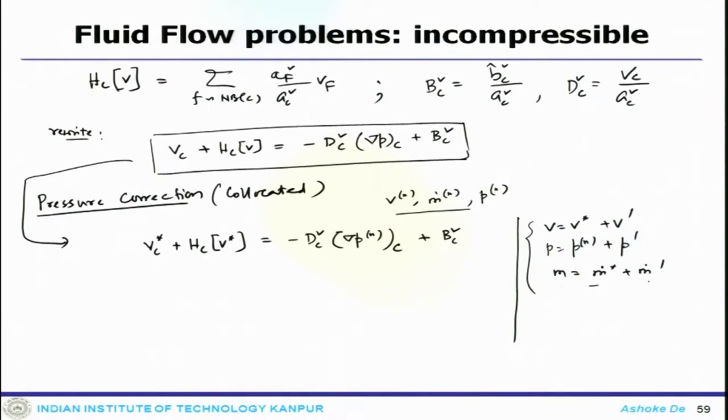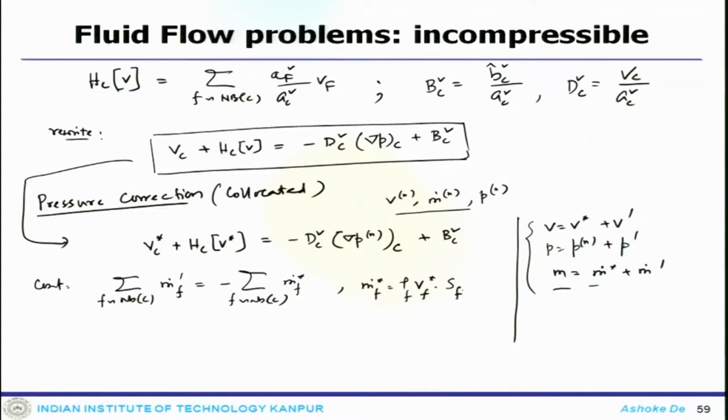Now, substituting this, we will use these first in the continuity equation. The continuity equation essentially gives us back that, summed over all the faces, m dot prime_f equals minus the sum over faces of m dot_f star, with m dot_f star equals rho_f V_f star dot S_f. Now the face velocity is computed using the Rhie-Chow formulation.